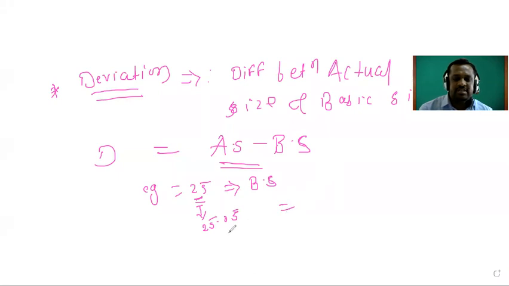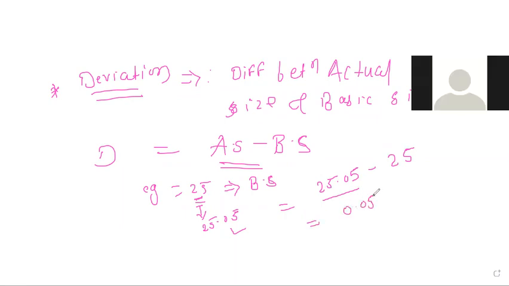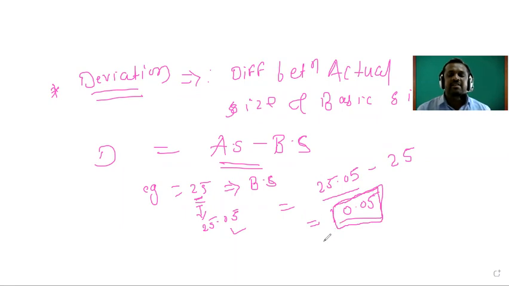See here, what actual size has come here? 25.05 has come after the manufacturing. And the exact size we expected, that is our basic size, was 25. Then what is the difference between those two values? It will be 0.05. Okay, it is correct. So it is called the deviation.